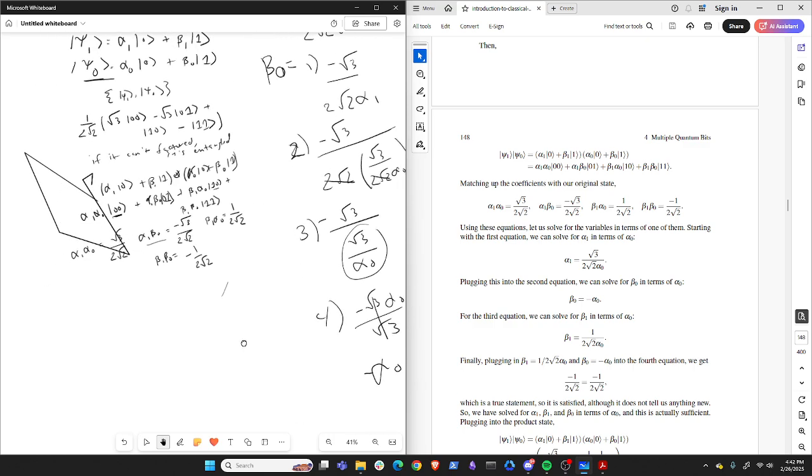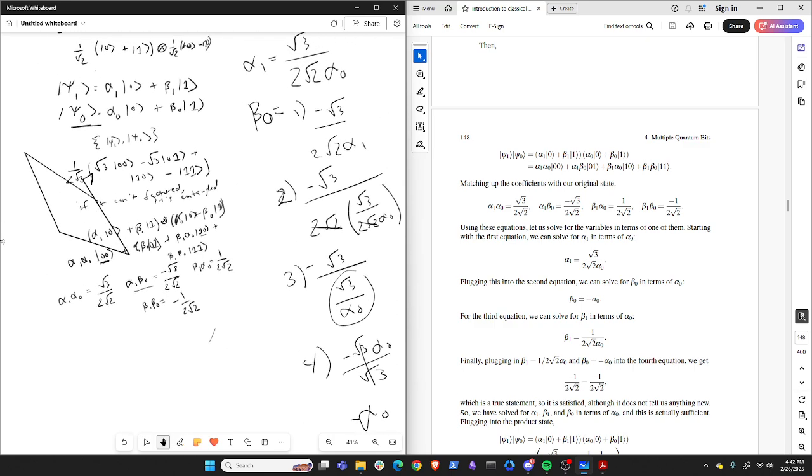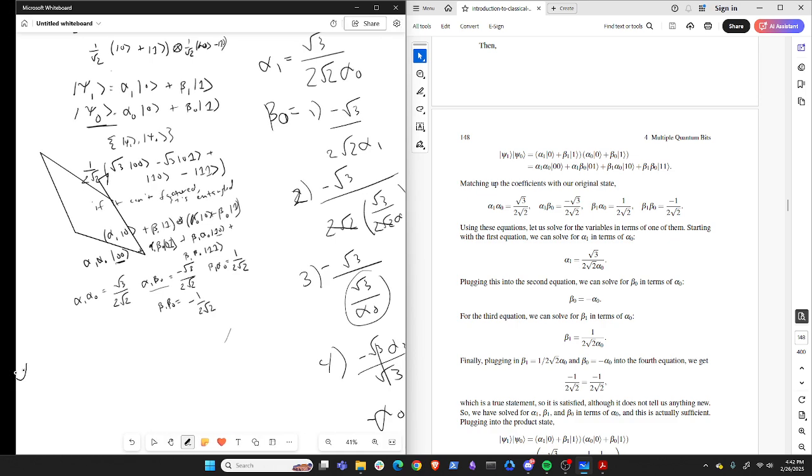So, I'll just collect these over here so we don't lose track of everything. A1 is square root of 3, 2 square roots of 2, alpha sub 0, beta 0 is equal to negative alpha sub 0.